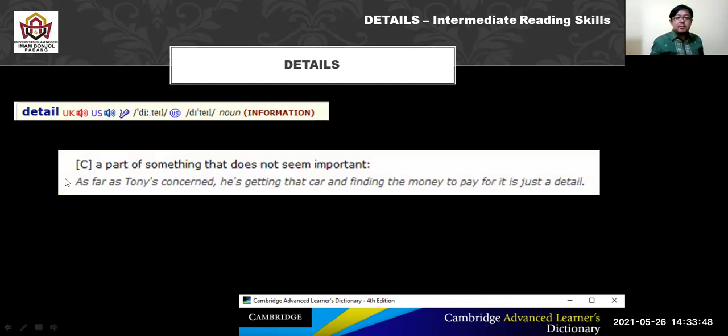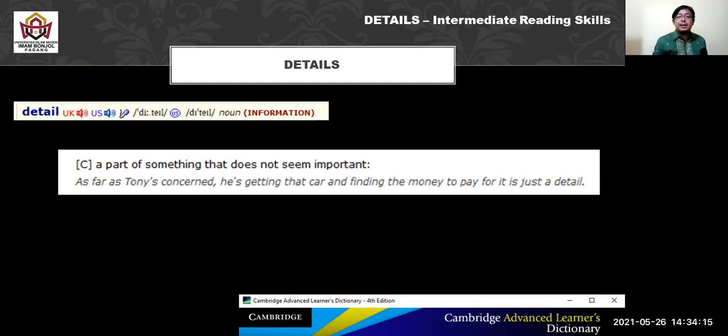This is also countable, yang dianggap sebagai noun, information, a part of something that does not seem important. A part of something that does not seem important. As far as Tony's concerned, he's getting that car and finding the money to pay, or it is just a detail. Okay? A part of something that does not seem important. Jadi sebagian tertentu dari sesuatu yang tidak terlalu penting.